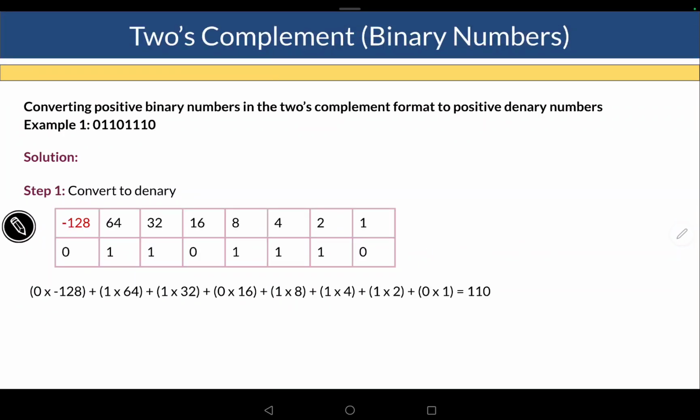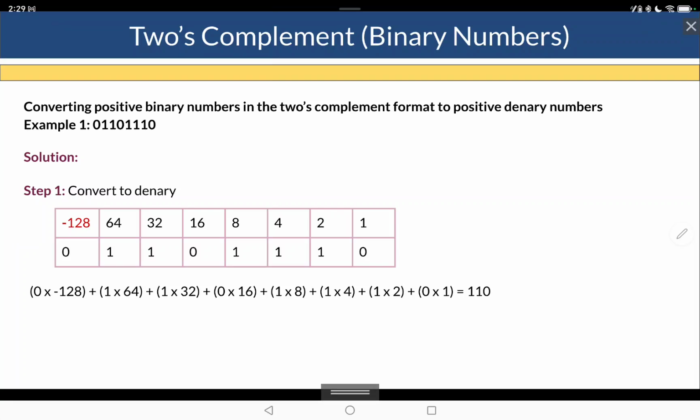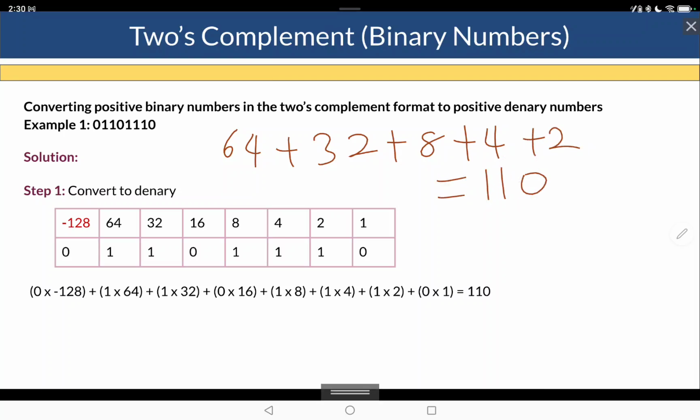Another example: positive binary number in 2's complement to positive denary number. This method is the same way as converting binary to denary. You need to multiply each binary digit with the heading. So we have 64 plus 32 plus 8 plus 4 plus 2, and we have 110.